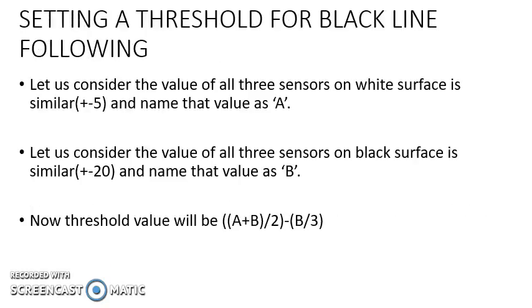The next point is setting a threshold for black line following. Let us see how to set threshold for black line following. Then we have considered some value of three sensors on white surface similar between plus minus 5 and name that A. Then let us consider the value of all three sensors on black surface is similar plus minus 20 and name that value B. Now threshold value will be calculated as shown in formula.